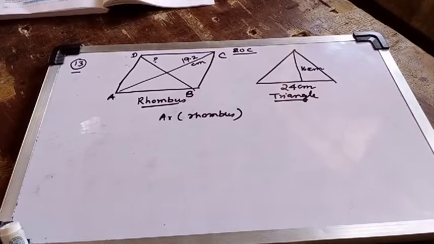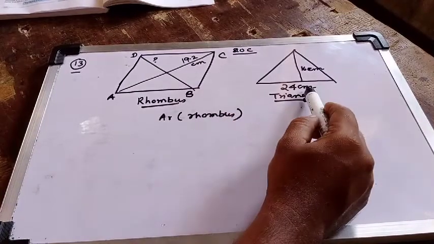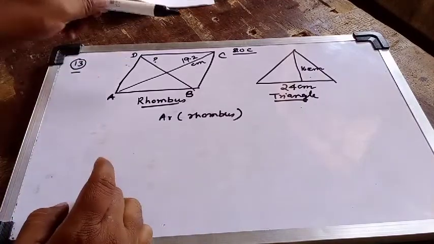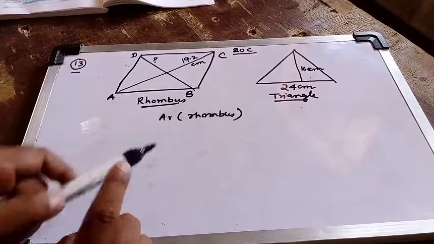So this is the third video on the same chapter, area of trapezium. It is exercise 20C, question number 13. It says that a rhombus is on a triangle. The base of the triangle is given as 24 cm, the height is given as 16 cm, and one of the diagonals of the rhombus is given as 19.2 cm, and you have to find diagonal DB.